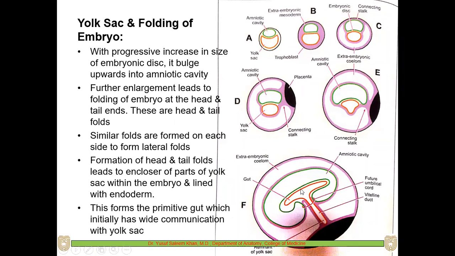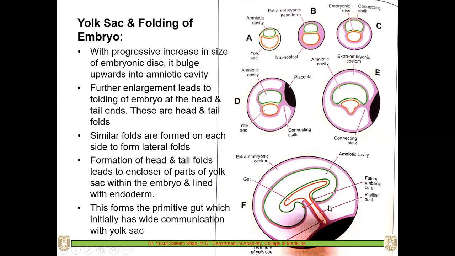No, it starts folding itself at the head end and the tail end. It folds everywhere, but it is more at the head end and the tail end. These are the head and tail folds. Similarly, folds are formed on each side to form the lateral fold. So there is folding at the head end and the tail end.